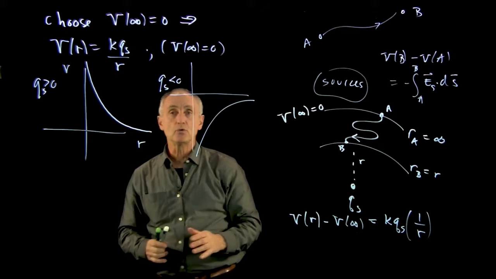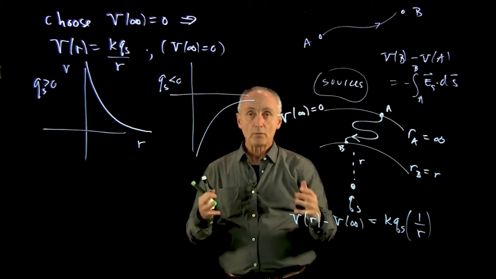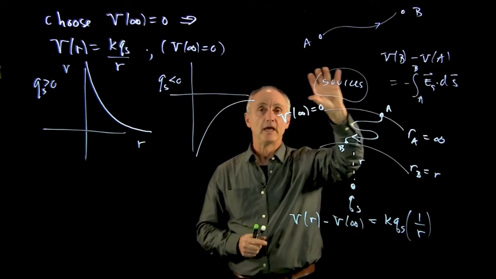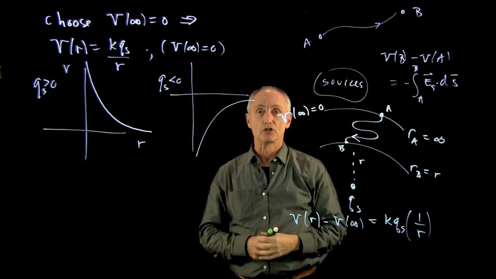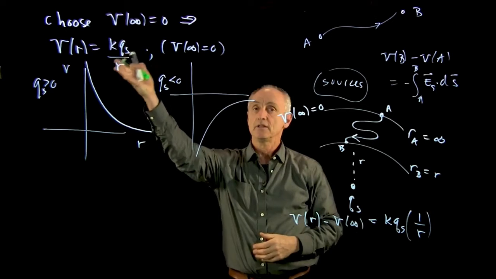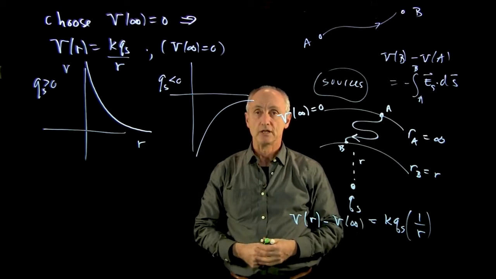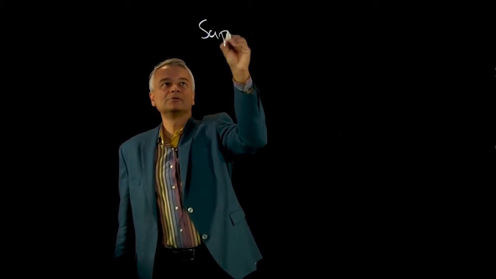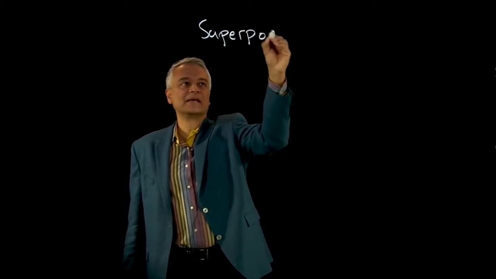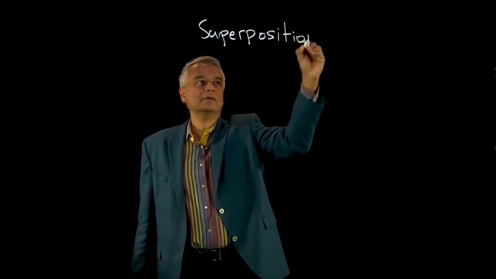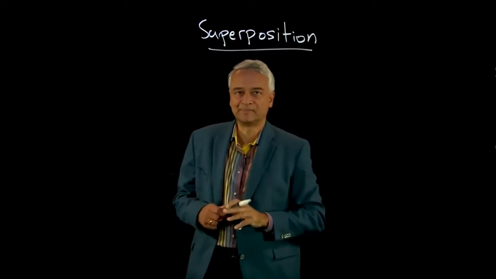And now what we want to do is see what would happen if we have a continuous distribution of charges. How can we exploit this idea for a point charge to get an integral formula? So before we go any further, I'd like to talk a little bit in general terms, and then I'll use a specific example, about the superposition principle.